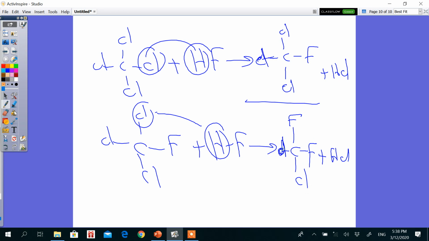Dichlorodifluoromethane. That's my final product. These compounds are called freons, as we had known before. Now that is an example for substitution.